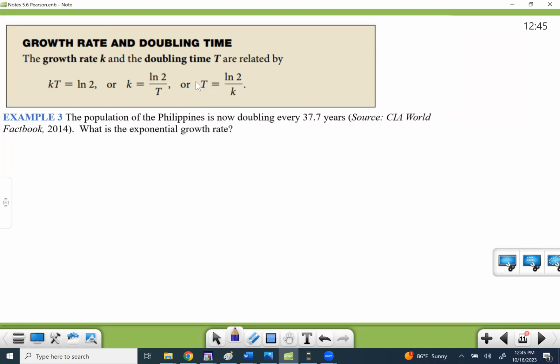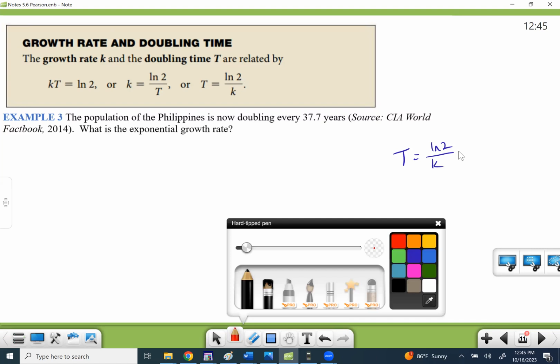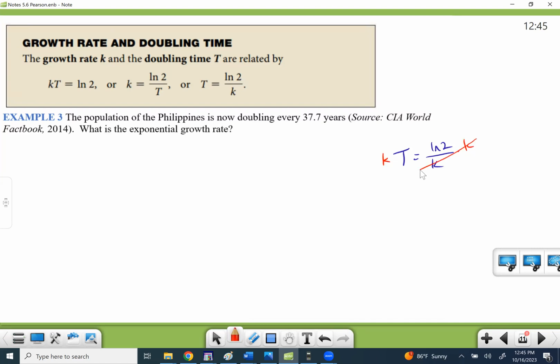And if you work with it, you could find the other. Often in this class, we multiply by the denominator to get rid of the fractions, right? So now we have KT equals natural log of 2. Well, if we divide by T this time, instead of by K, then you have that K is natural log of 2 divided by T, which is this other formula. So this is only for doubling, okay? When you're looking for the doubling time, you have a shortcut here that you can use to find either the K or the T.